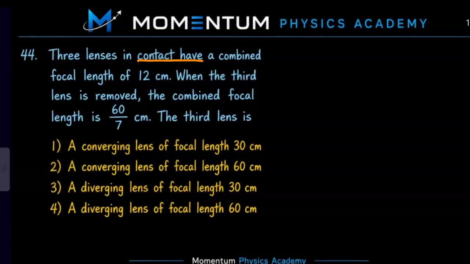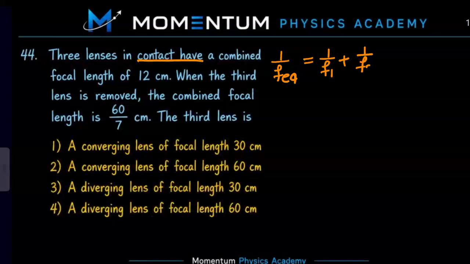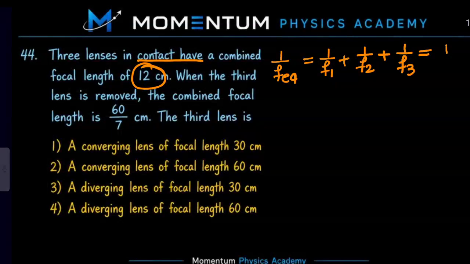So the equivalent focal length will be equal to 1 by f1 plus 1 by f2 minus d, sorry, three are there now, plus 1 by f3, and these are in contact, that's why there is no gap between them. This value, the equivalent focal length, is how much given? 12 is given. That is nothing but 1 by 12.